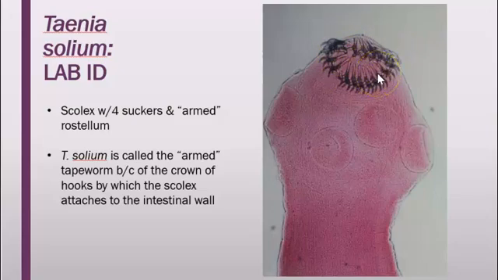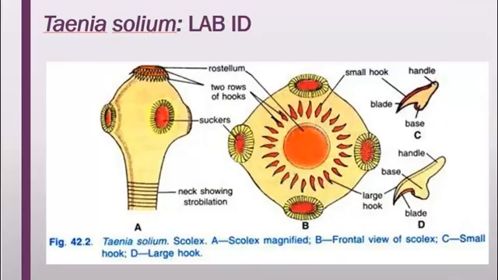It almost looks like a crown of hooks, and this helps the worm hook to the intestinal wall of the host. Here's just another look at the scolex of T. solium. Again, you're going to have those 4 suckers, plus you're going to have the armed rostellum and all the hooks that are located on top of that rostellum that helps that tapeworm hold on to the intestinal lining.